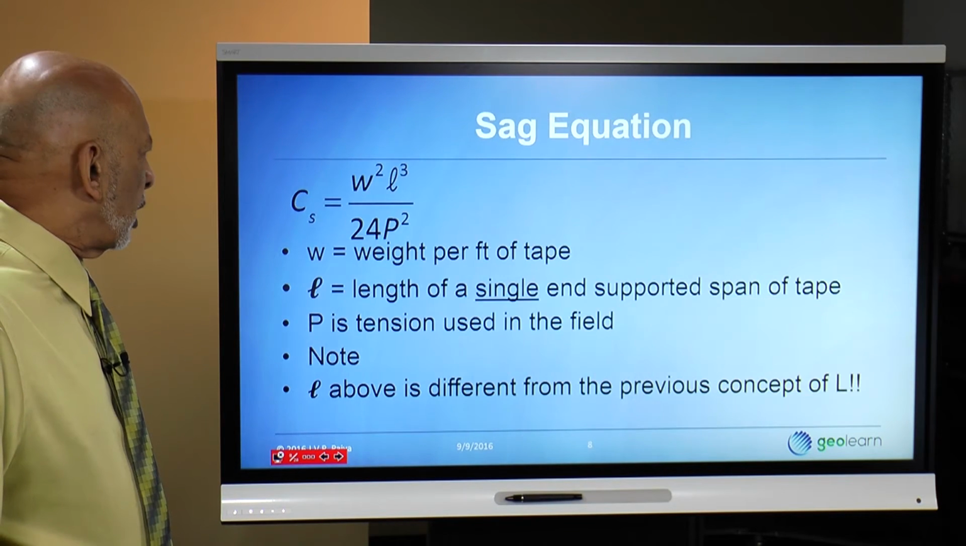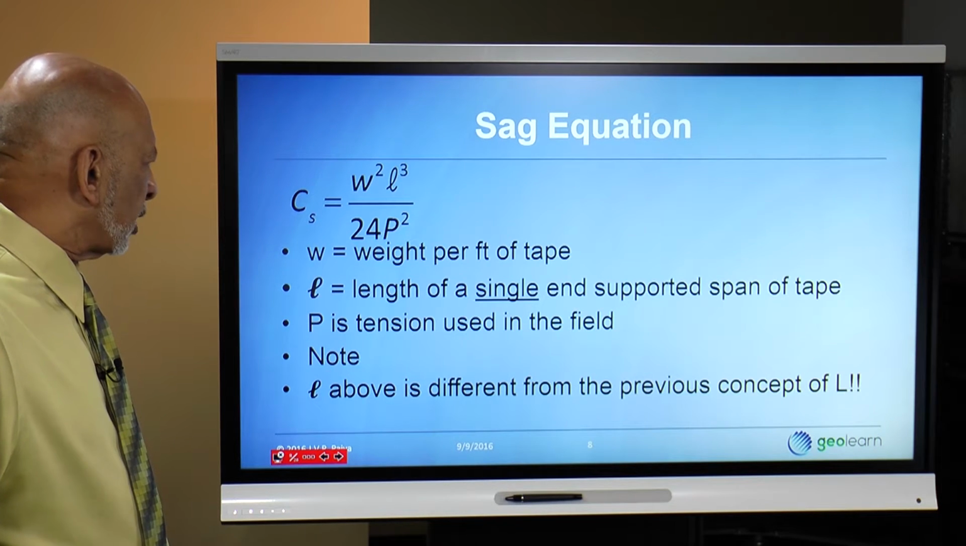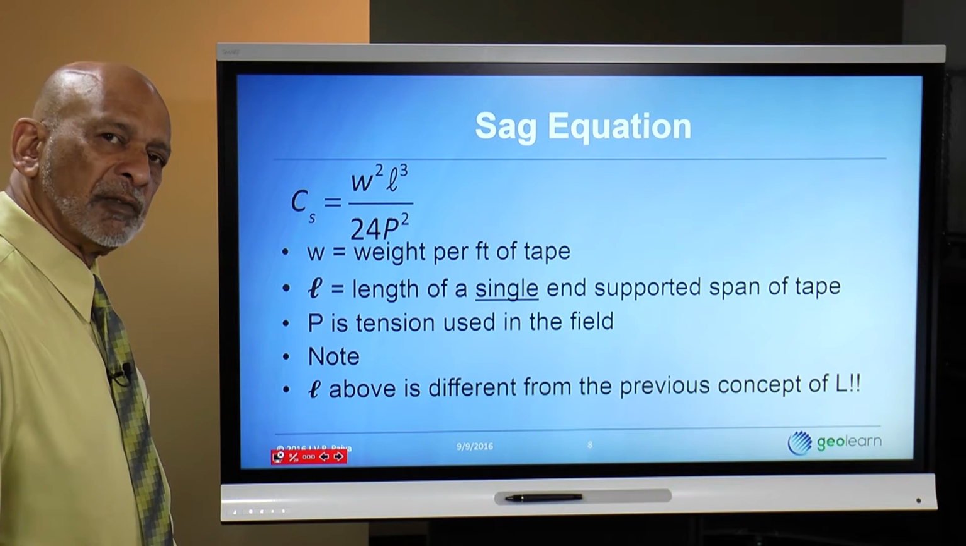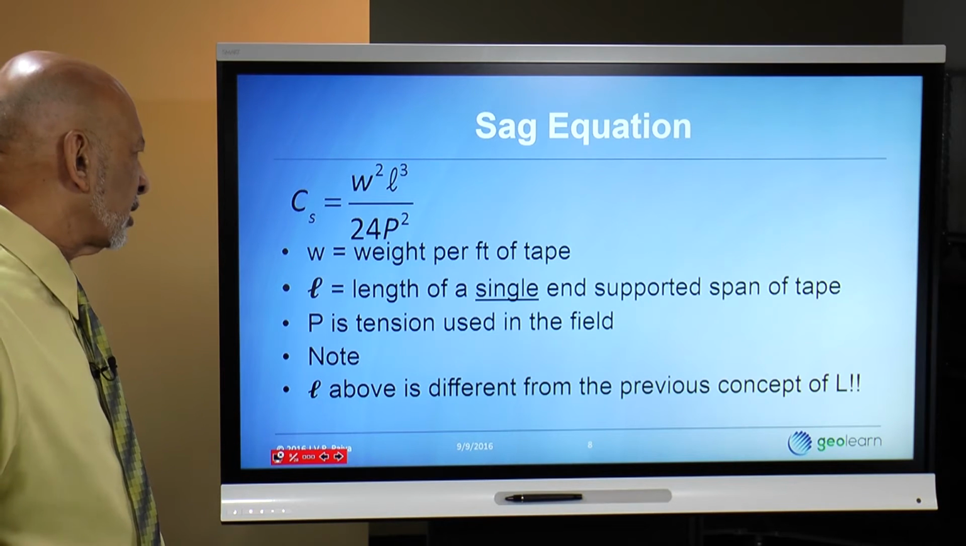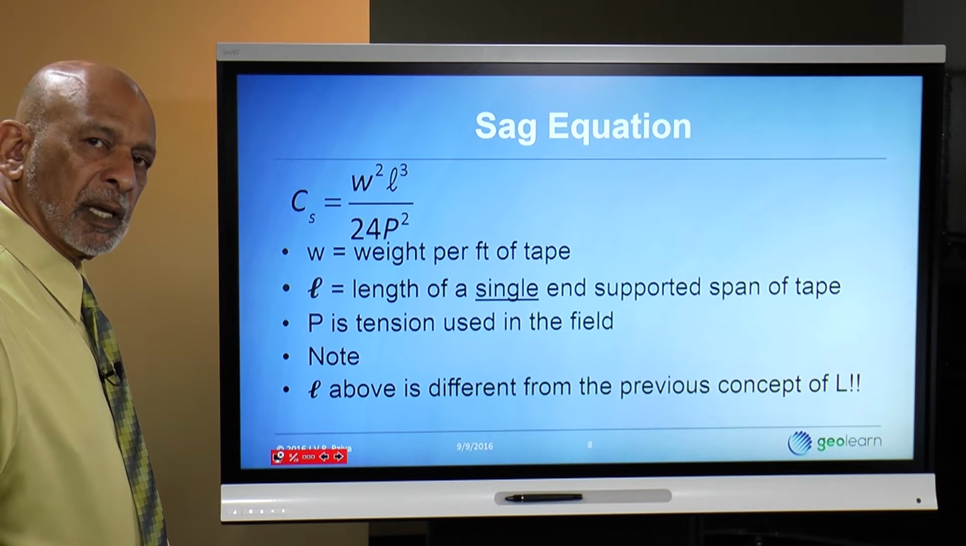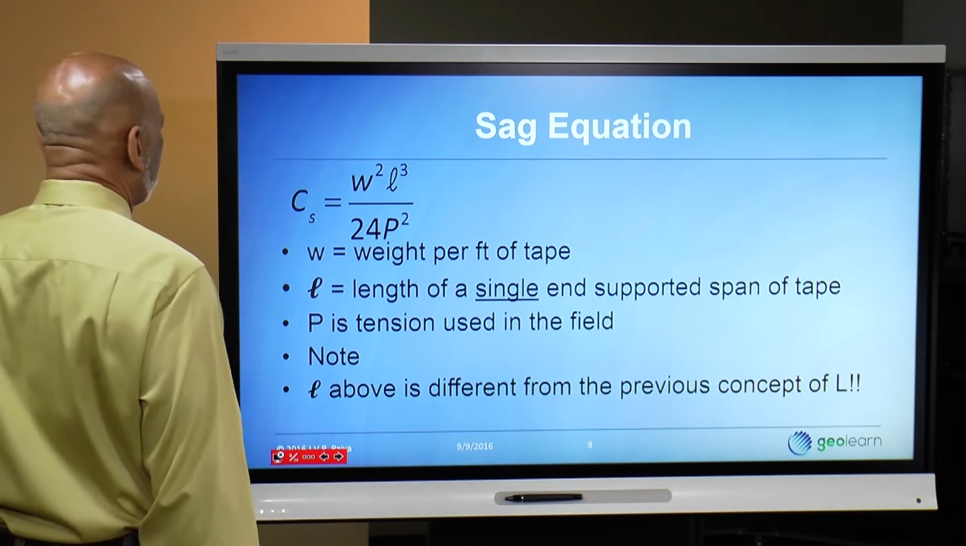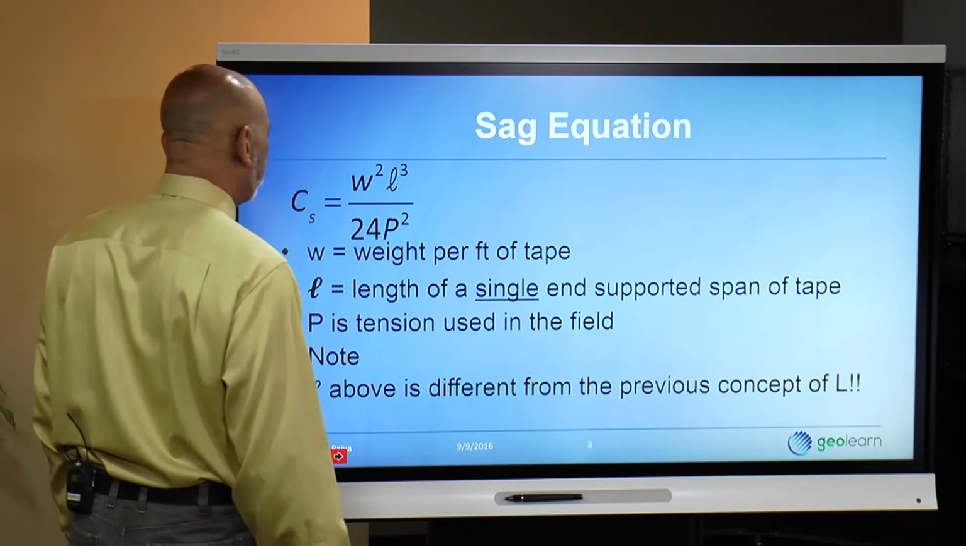And so we have an equation for calculating what this is, and again, this is not something that you want to use if you can figure out what normal tension is. This way you simply can ignore C sub P and C sub S. So C sub S is the weight per foot of tape.